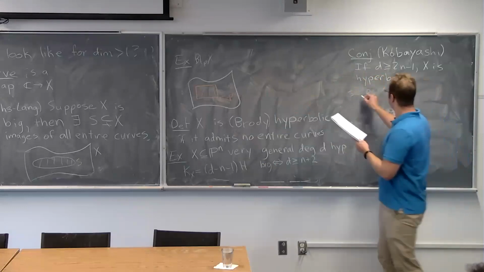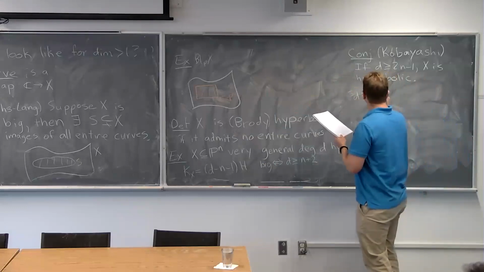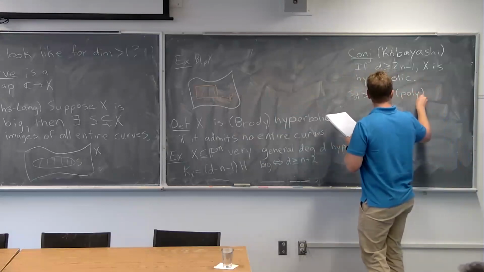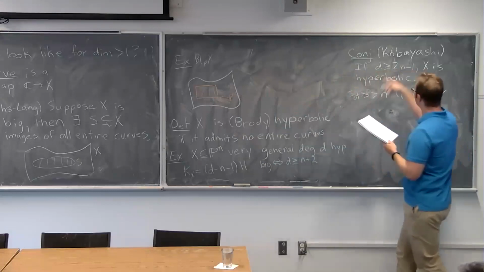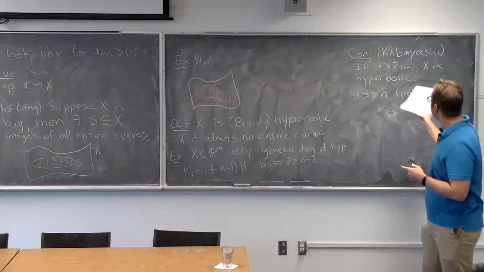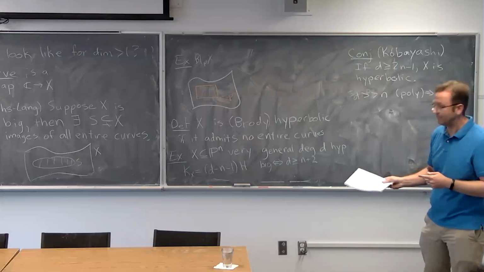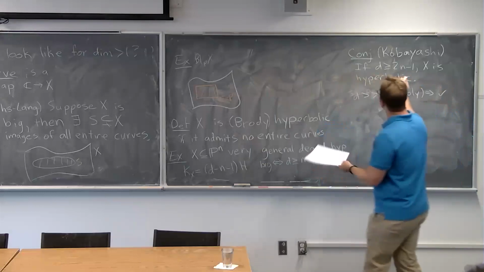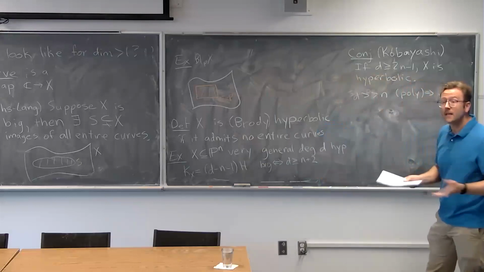But the result is that if D is much, much larger than N, like some polynomial in N, then you could get the Kobayashi conjecture. So you get it, but with not the optimal bound. So you can see there's progress on hyperbolicity, but studying hyperbolicity is hard.